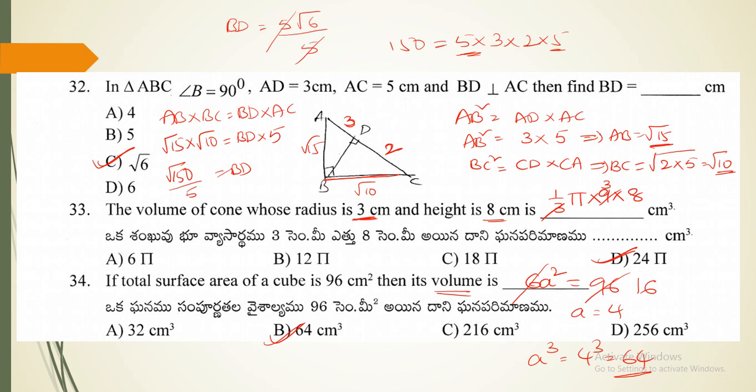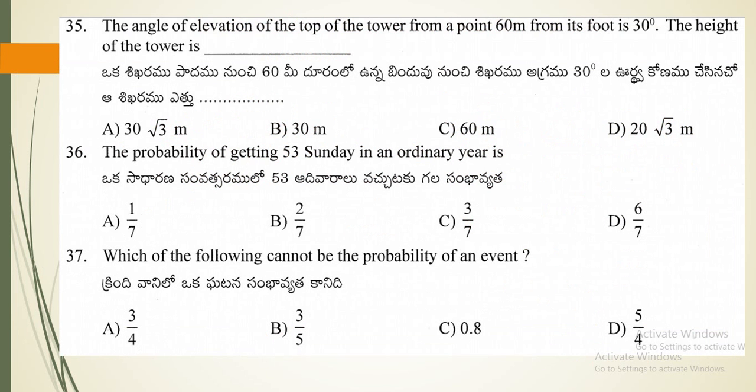Next, moving on to one more question. The angle of elevation of the top of a tower from a point 60 meters from its foot. So what is he asking? He is asking you to find the height of the tower. Just remember this formula, HDTV. So H is equal to d tan theta. H is equal to d tan theta.